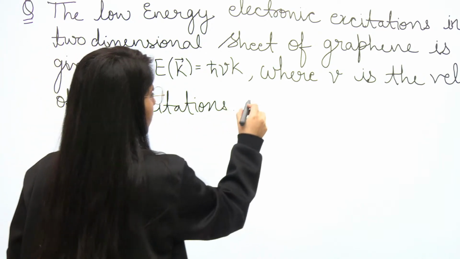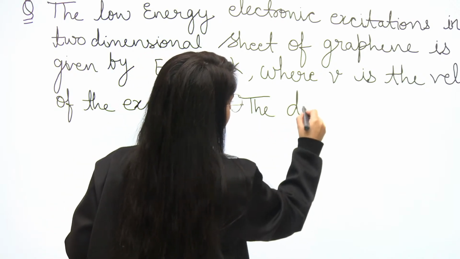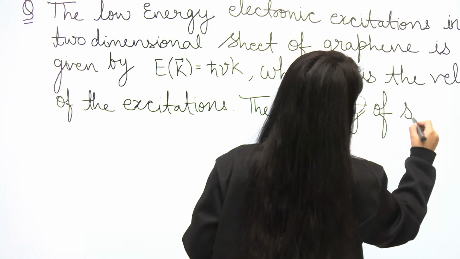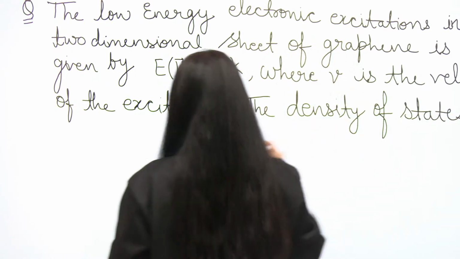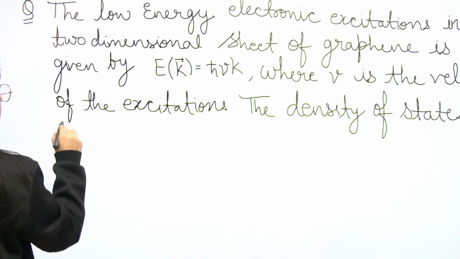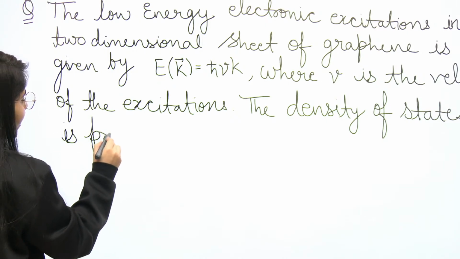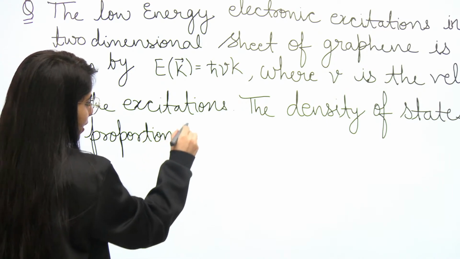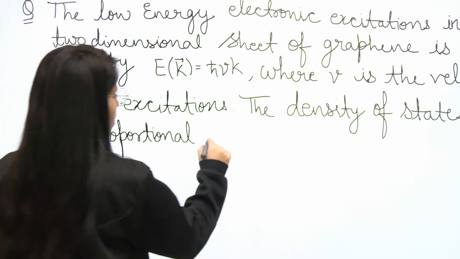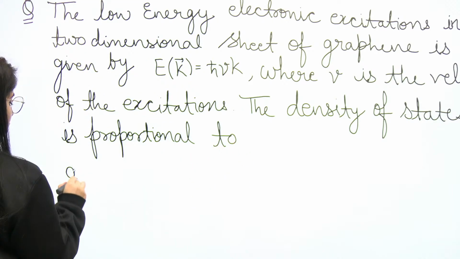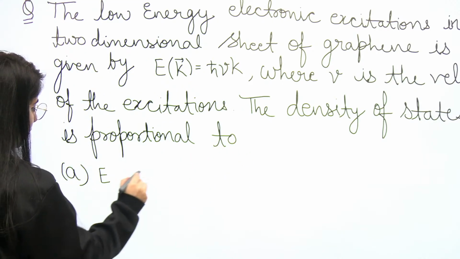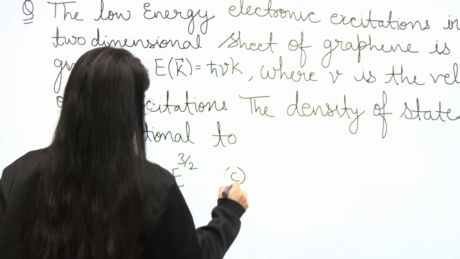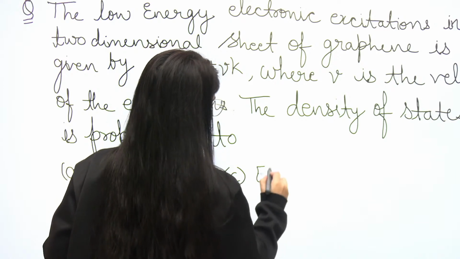The density of states, and it is a question from the previous year's CSIR NET physics exam. The density of states is proportional to: E to the power 3 by 2, E to the power 1 by 2, E square. There are many such questions based on the density of states that they have asked so frequently in previous years, so it's a very important concept.